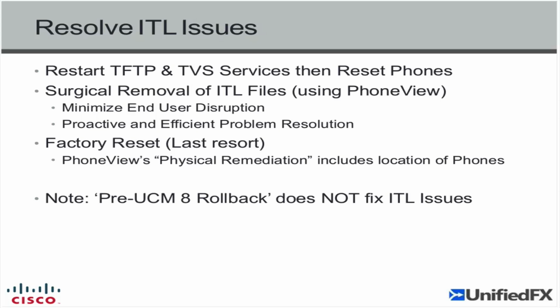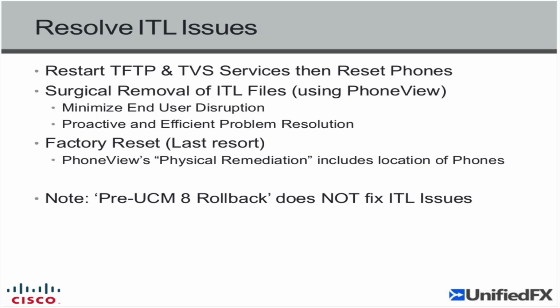The one last point is a lot of people use the pre-UCM8 rollback setting. It's an enterprise parameter, and what that does is it effectively tells the phone to trust any ITL file. Effectively, it's like deleting the ITL file. Even though the phone will follow that instruction, and effectively allows it to move from one cluster to another and trust a new node, and download a new ITL file, the problem is, if the phone is already out of sync with its ITL file, it won't actually trust that instruction to roll back, and remove its certificate.